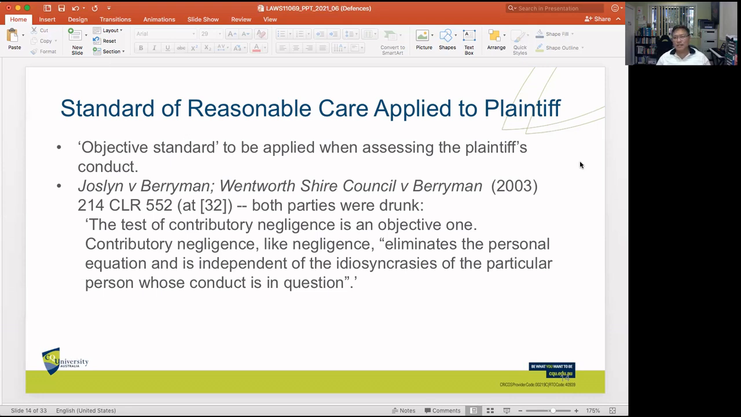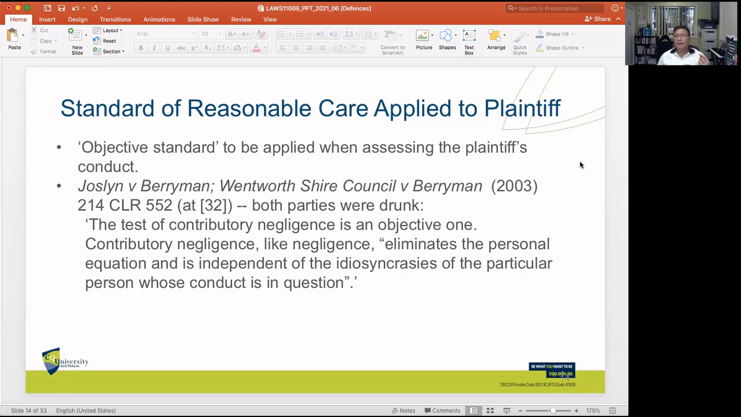It was then Jocelyn who was driving, but Jocelyn also was herself drunk. And a few meters from where they changed places in terms of who was going to be the driver and who was going to be the passenger, they crashed into an area which was under the control of Wentworth Shire Council. And in this particular case, of course, the liability of Wentworth Shire Council was shown because of that dangerous curve, because the council ought to have taken reasonable precautions to avoid harm.